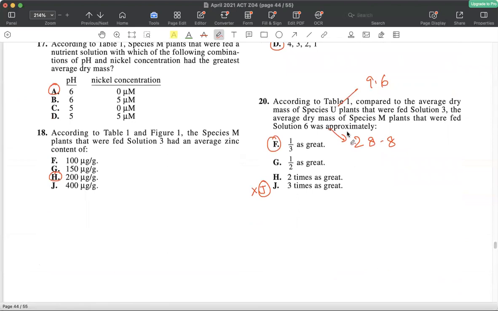Okay, the average dry mass of... oh my God, the subject is species M. Species M is 3 times as great. I took the subject as species U, and so I said 1/3. Okay, apologies for these 2 silly mistakes, but I hope that the exercise was nevertheless useful.